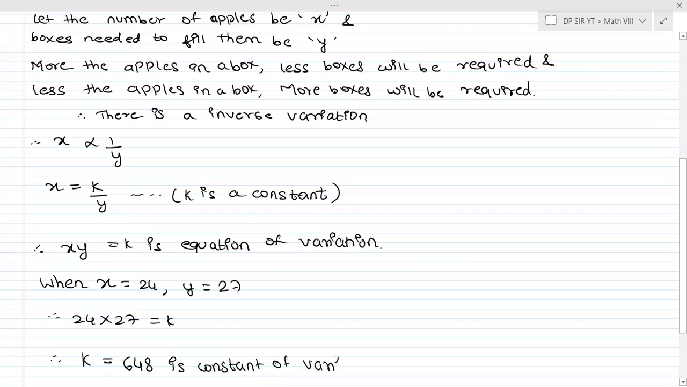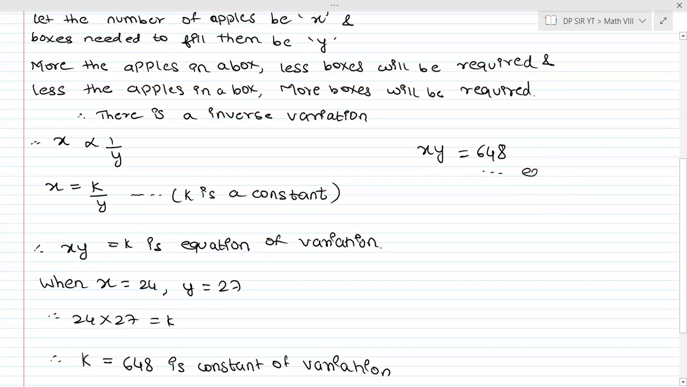I hope this is a normal process which we do and it is clear up to here. So xy is going to be 648. xy is equal to 648. Now you can simplify or substitute. Now you can substitute in this case. In this equation, xy is equal to 648. Okay, this is going to be your constant of variation. xy is equal to 648.